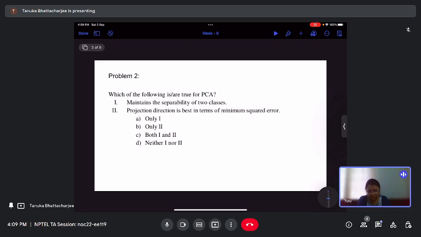Okay, so the idea of PCA is it does not make use of any class information. So it does not know about the two classes and there is no question of maintaining the separability of the two classes. It just tries to find the best representation of the feature vectors in terms of the minimum squared error.